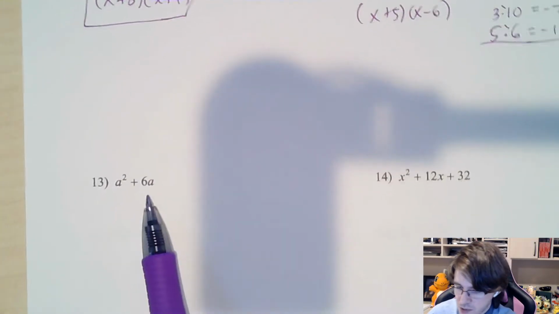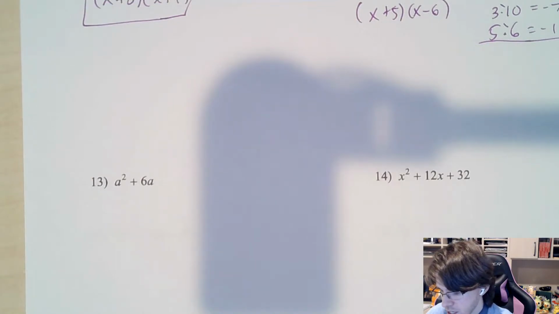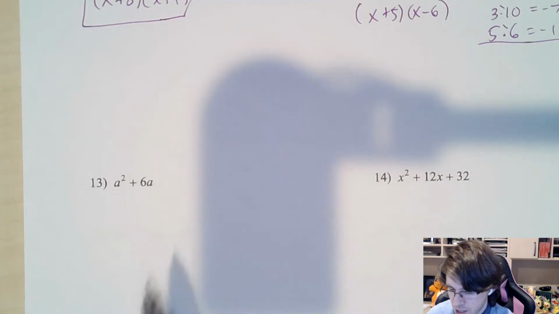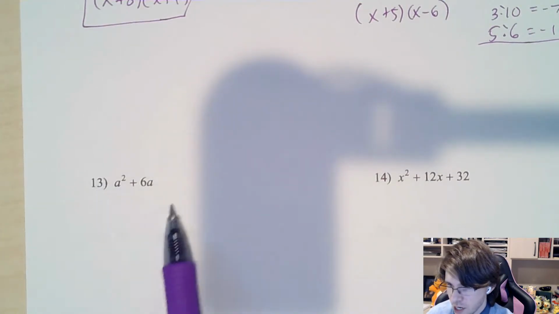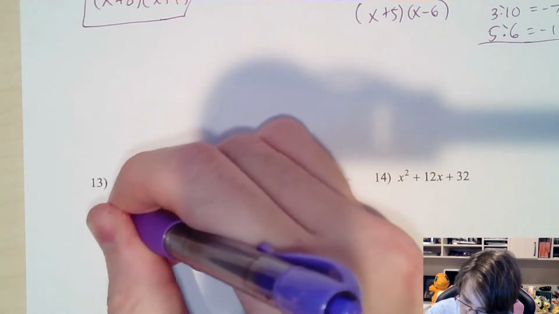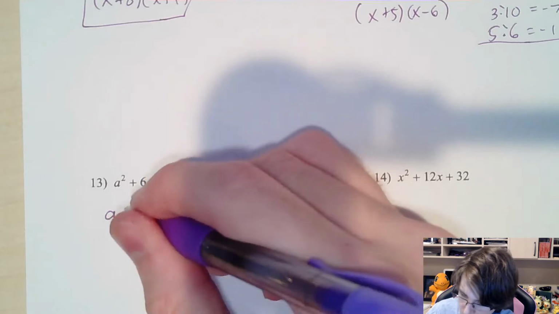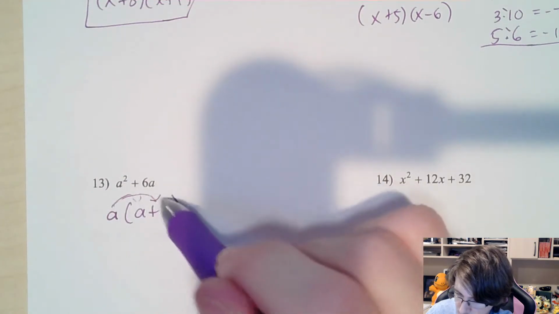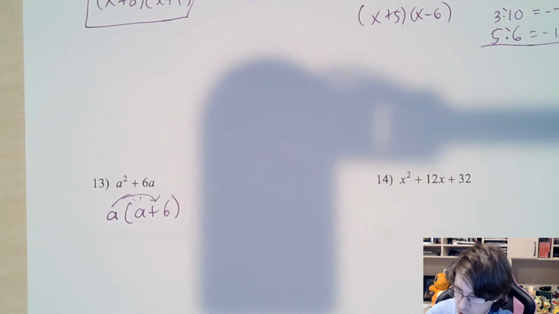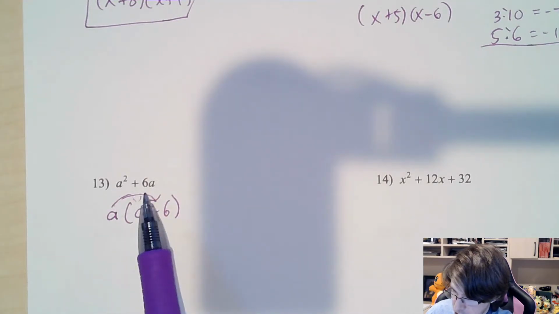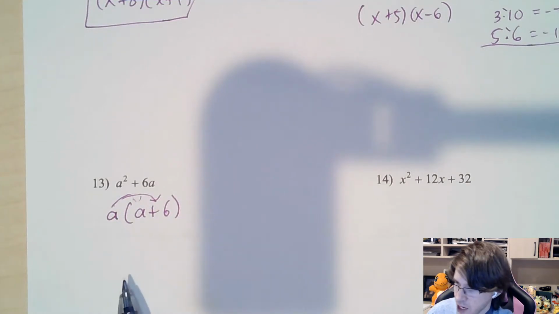Number 13 is a special case. It's called monomial factoring. The idea is that there is no constant term out here, and because there's no constant term, we're just trying to figure out what can come out of both of these. In this case, there's just the letter a that is able to be pulled out of both. Specifically, a multiplied by a plus 6. The idea is if you were to redo our distributive property on this problem, you get back to the original question. So a times a is a squared, a times 6 is the 6a, you're taking that a away.